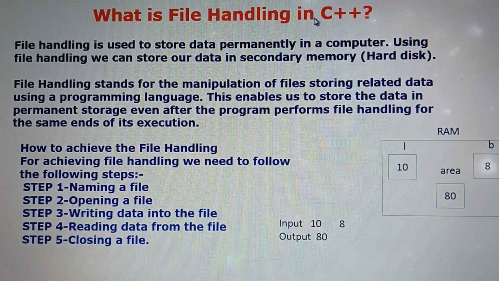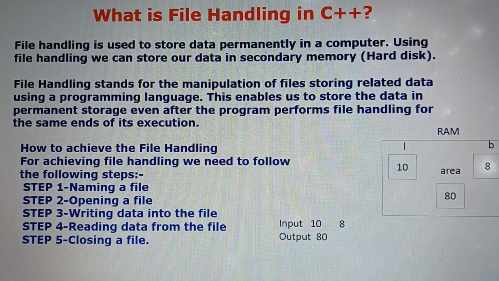I will tell you one example: area of a rectangle. The equation is area equals L into B. Regarding this, the user should enter the values for length and breadth at runtime. After executing the program, we will get the area. First, we have to enter the values for length and breadth. Then after the execution of the program, we will get the result, the area.